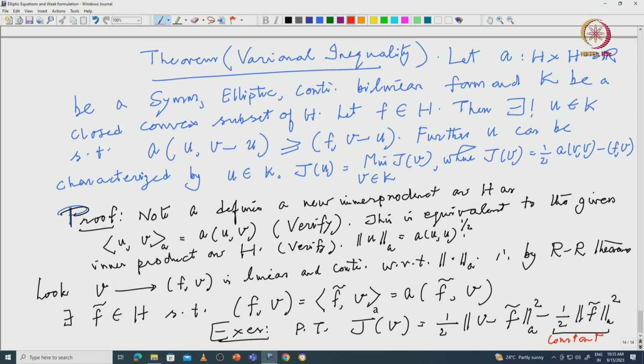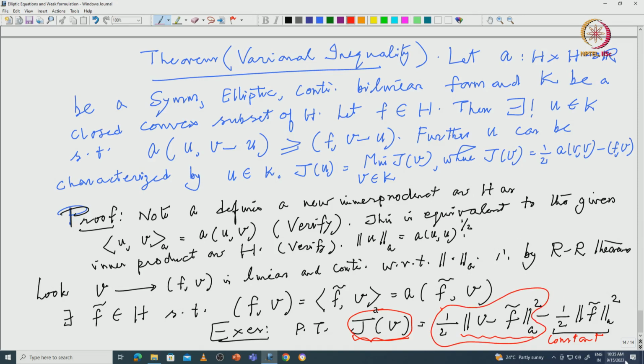So, minimizing JV is equivalent to minimizing this one. This is precisely your minimization problem. The minimal value may change, but the minimizer will not change, because once you are minimizing certain things, adding a constant, the minimizer will not change at all. So, you can minimize this. Okay. So, that is it.